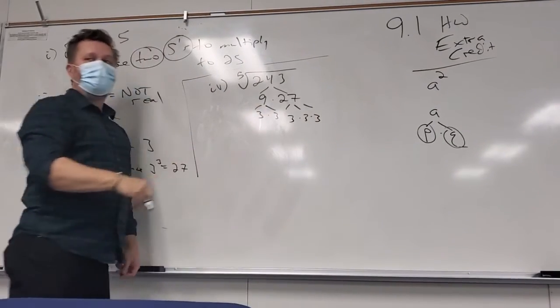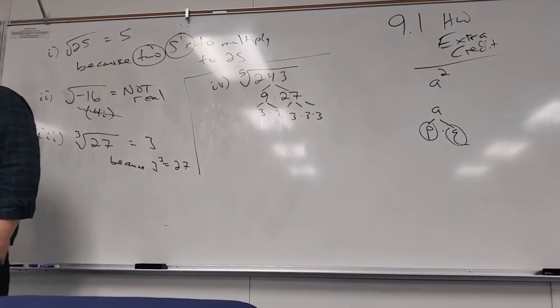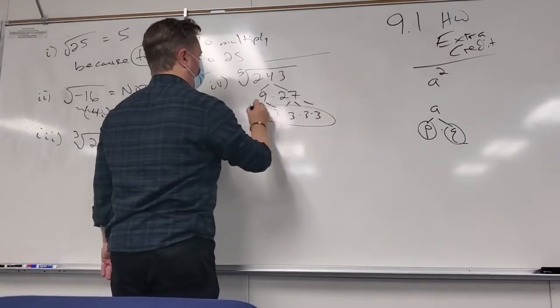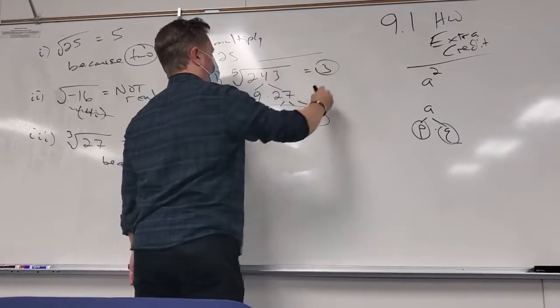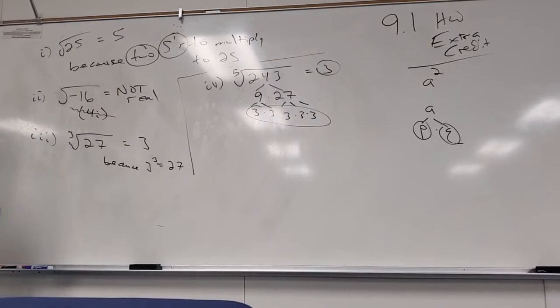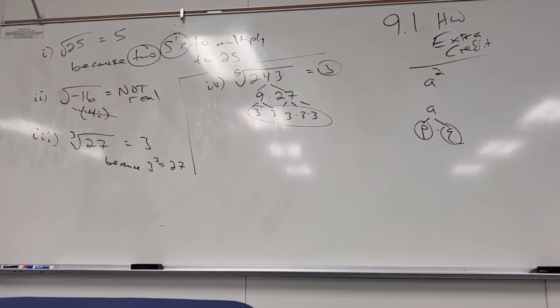Do you see a group of 5 things? Yes. 1, 2, 3, 4, 5. What do you see a group of 5 of? 3s. That's the answer. What does it take 5 of to make 243? It takes 5 3s. That's why the answer is 3.